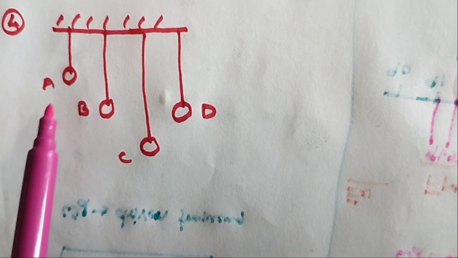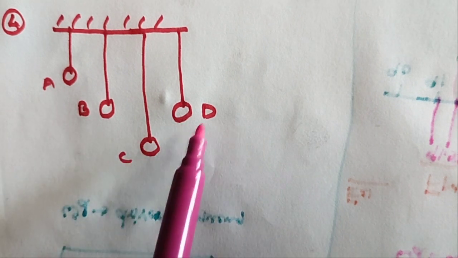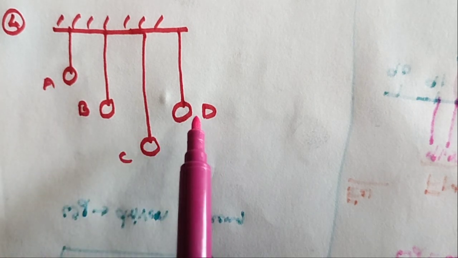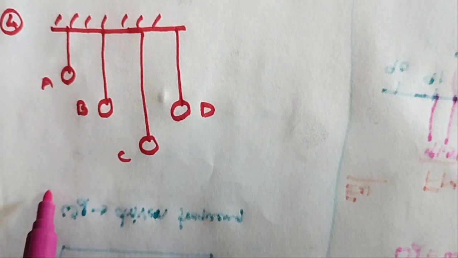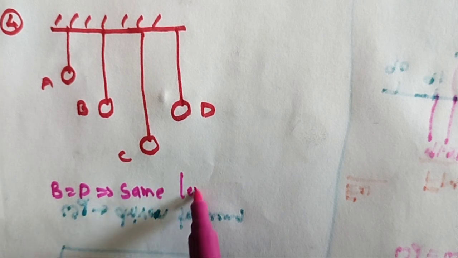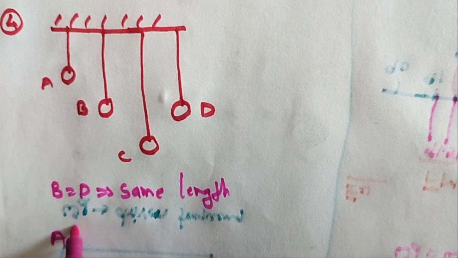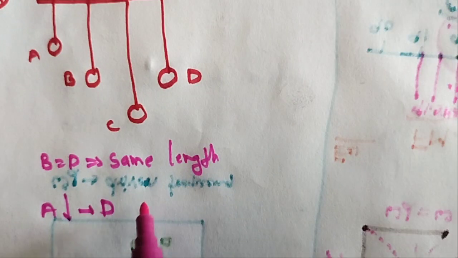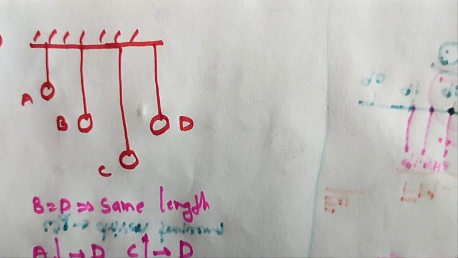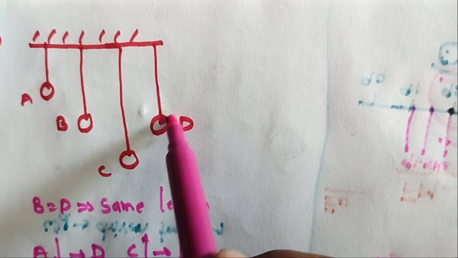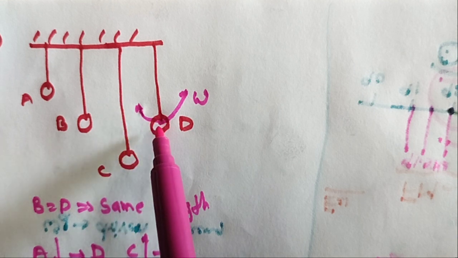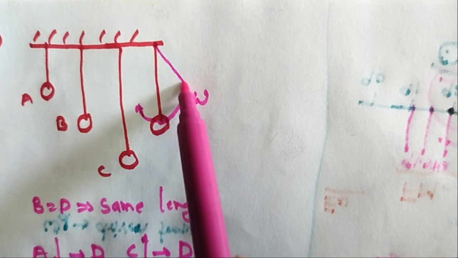Next example. Let us take four pendulums A, B, C, D. Here you can observe, I am taking four different lengths. B and D have the same length. A is shorter than D, and C is longer than D. Now D is oscillating with the natural frequency omega. Here D is moved to this position.